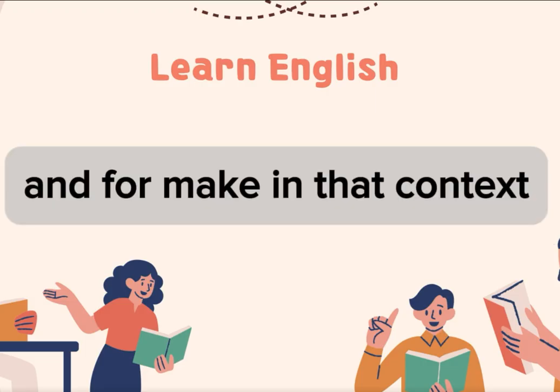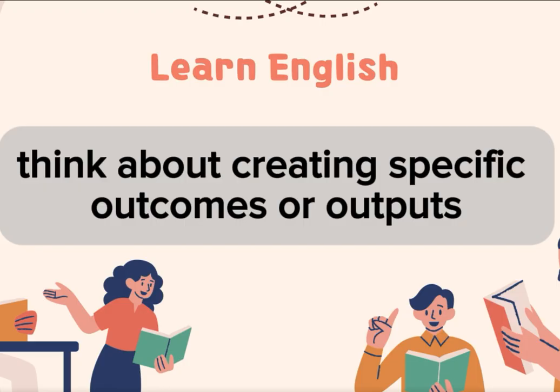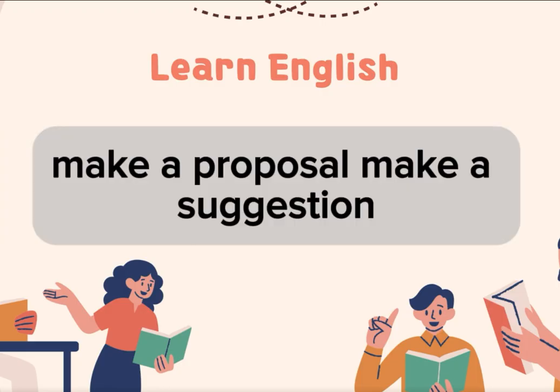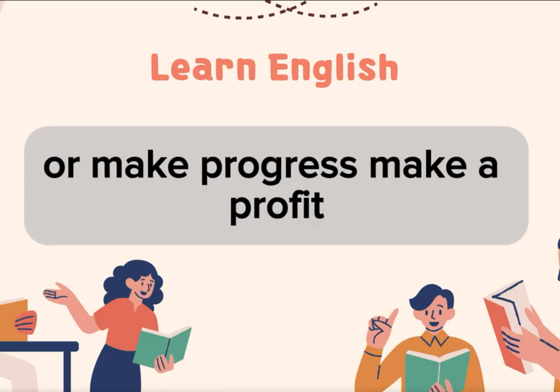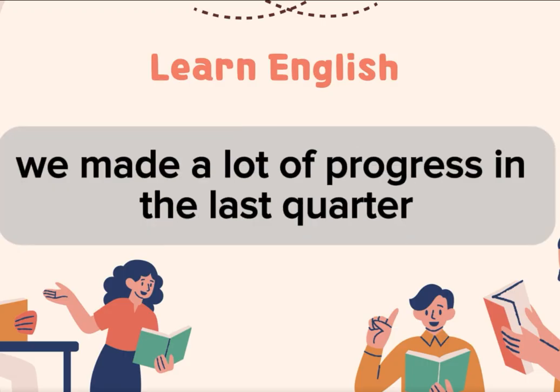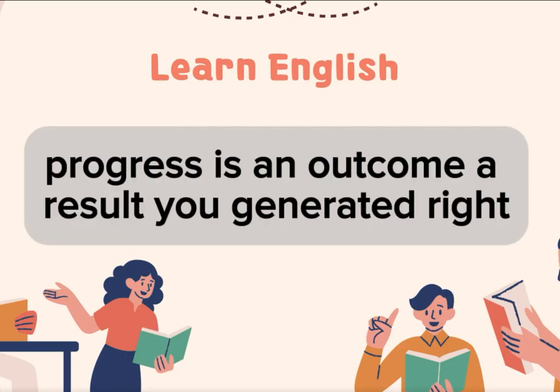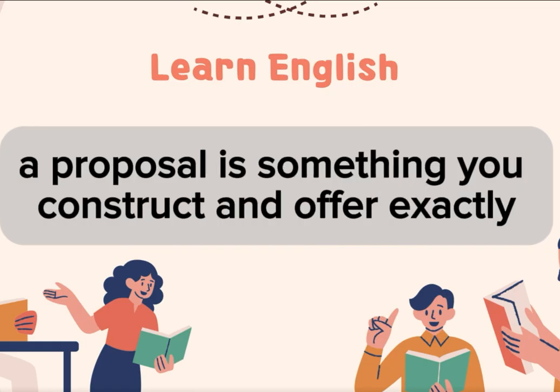Okay. And for make in that context. Think about creating specific outcomes or outputs. Make a proposal, make a suggestion, make a complaint, make a request. Things you produce. Yeah. Or make progress, make a profit. For example, we made a lot of progress in the last quarter. Progress is an outcome, a result you generated. Right. A proposal is something you construct and offer.